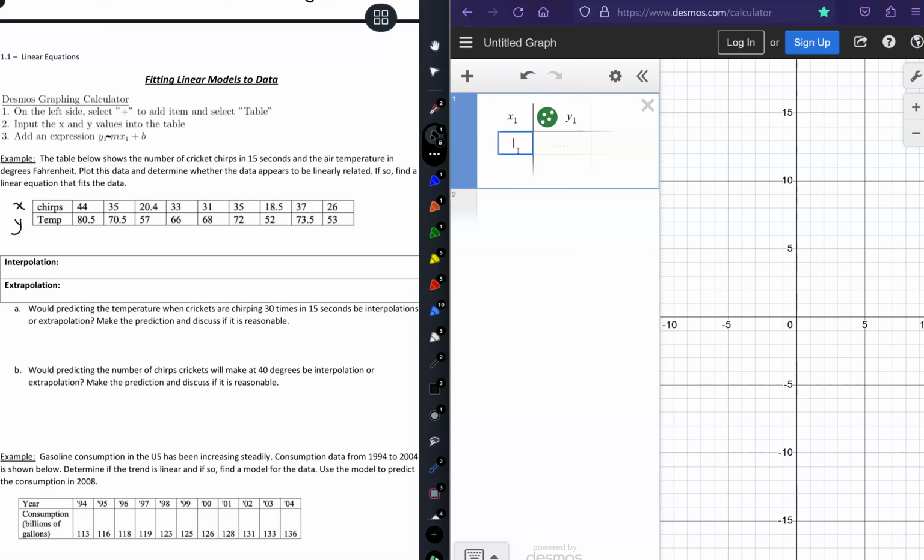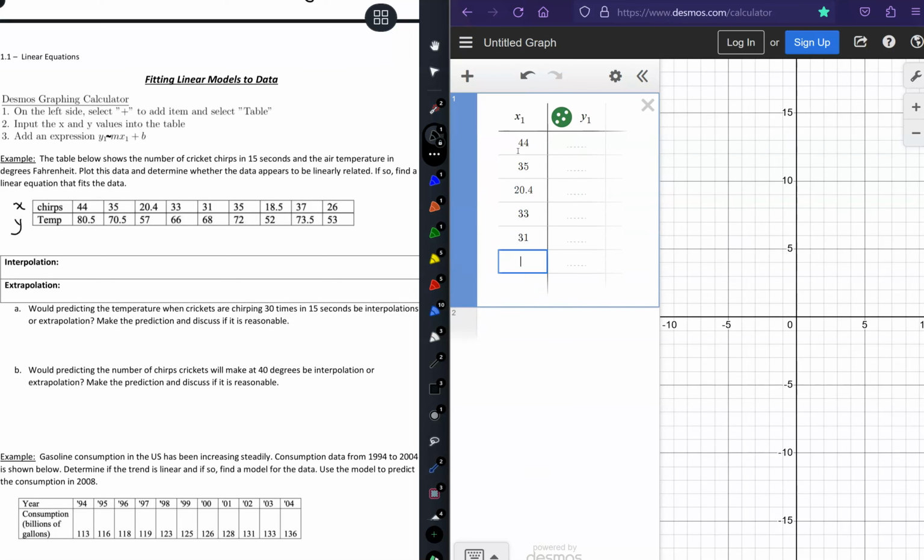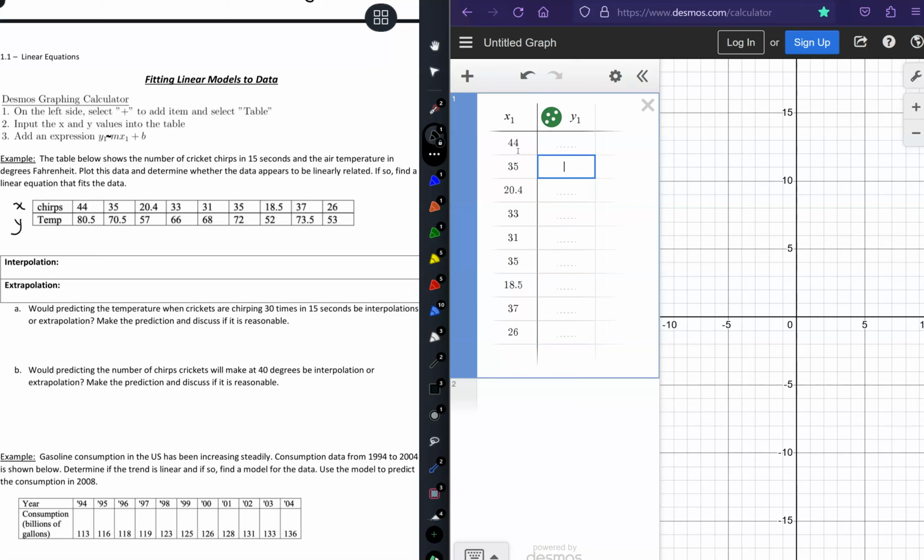For cricket chirps, we have 45, 35, 20.4, 33, 31, 35, 18.5, 37, 26. And then in the next column, we want to put in the Y coordinate. So 80.5, 70.5, 57, 66, 68, and 72, 52, 73.5, 53. Okay, so we have all of our data input. It's always a good idea to read it over again and make sure it's all correct.